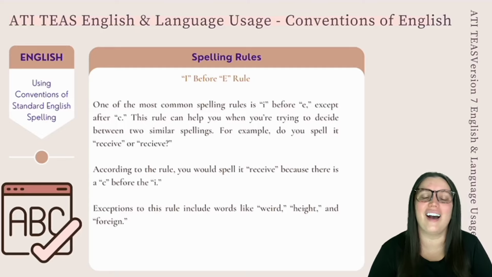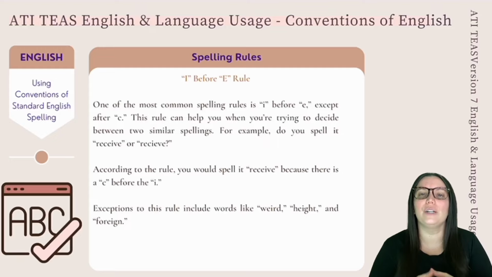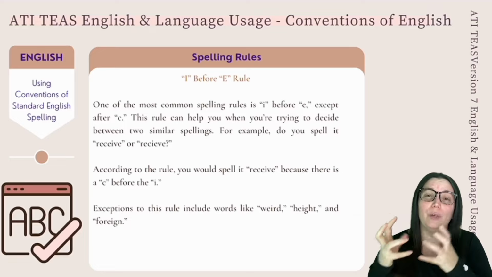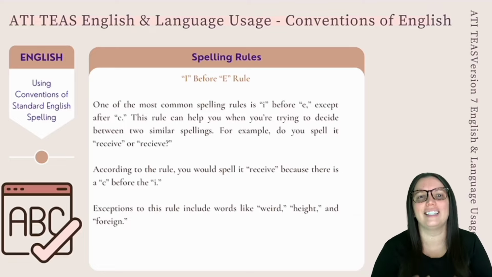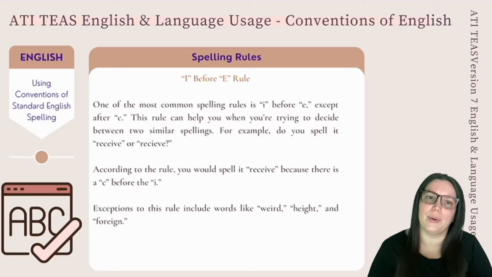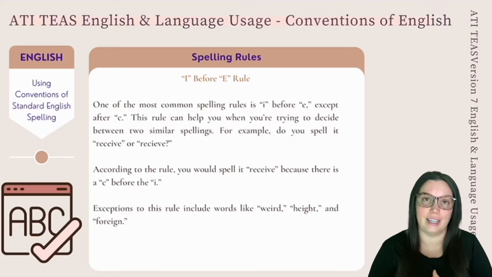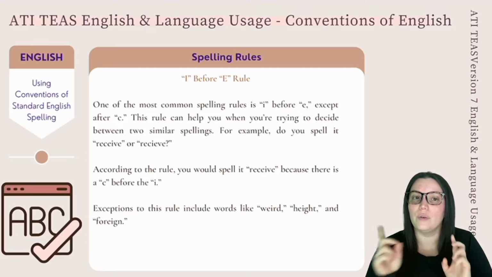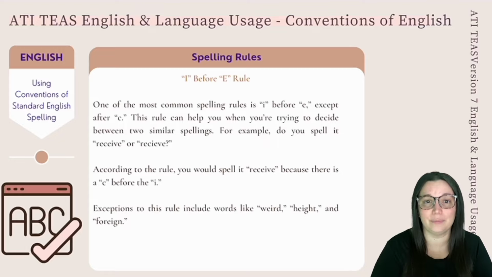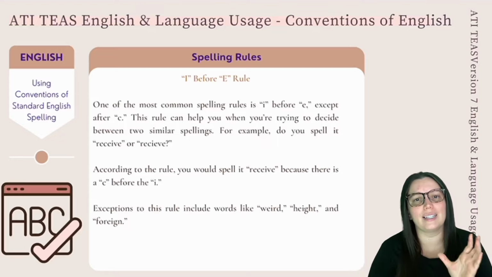We begin with the I before E rule. One of the most common spelling rules is I before E, except after C. This rule can help you when you're trying to decide between two similar spellings. So for example, are you going to spell it R-E-C-E-I-V-E or R-E-C-I-E-V-E?